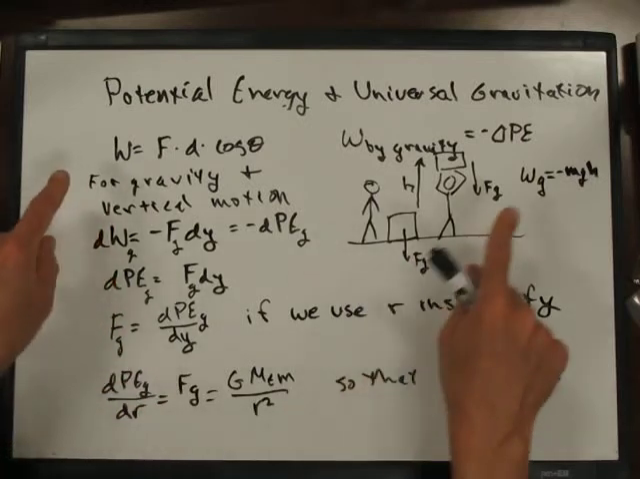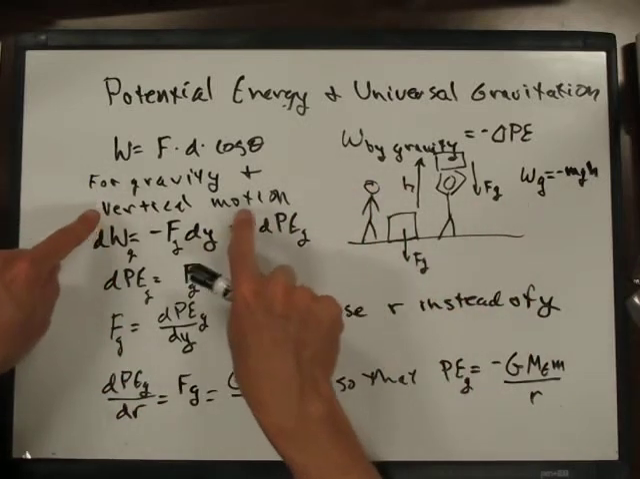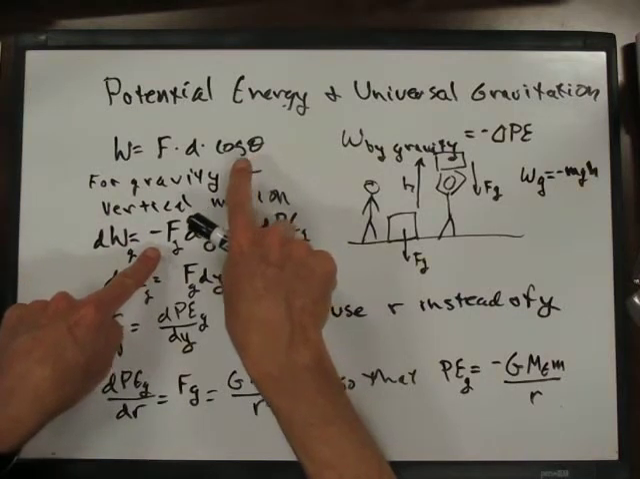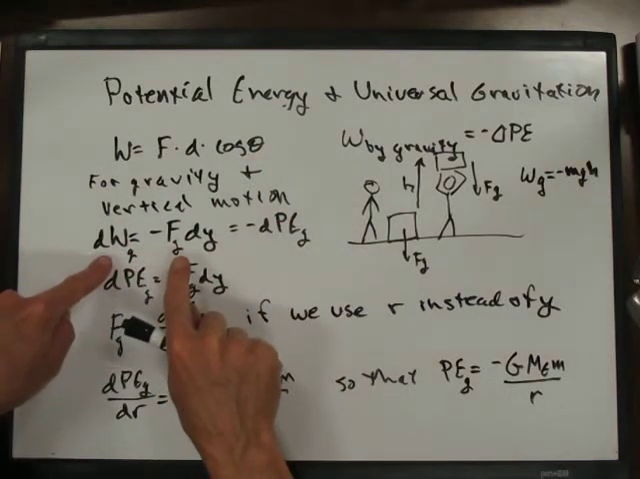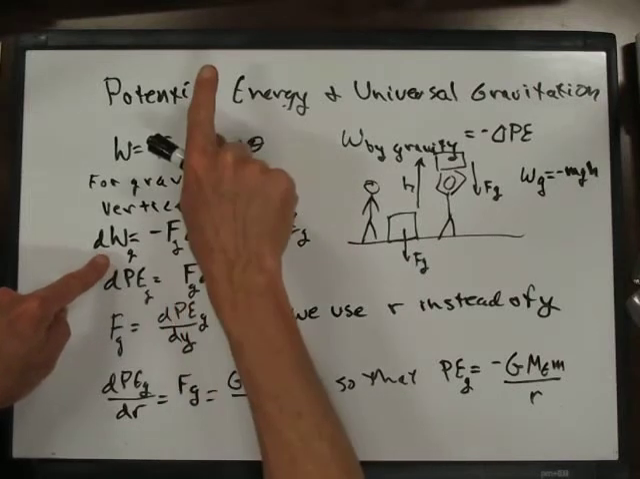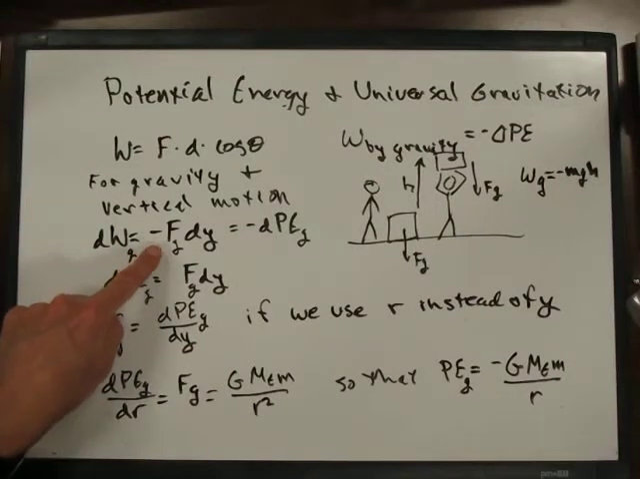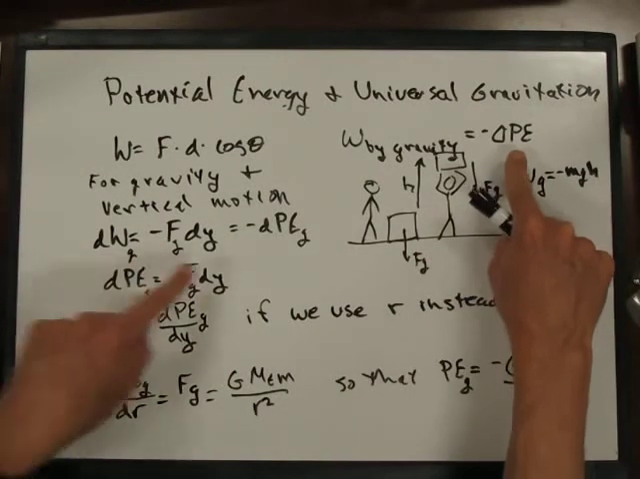Right? So if we put all this together, we can say, look, if we're just talking about vertical motion, we can get rid of the cosine and replace it with a negative sign here. And that means that the work done is negative when the object's being lifted and positive when the object's being lowered. That's what the minus sign does. And that's equal to minus dPe.